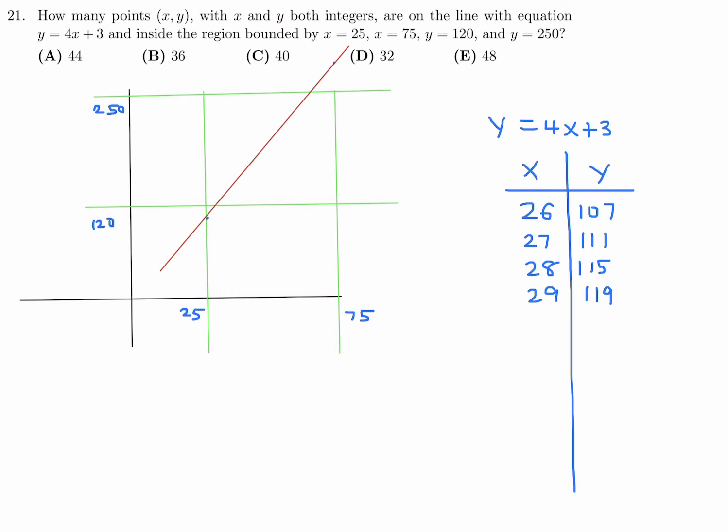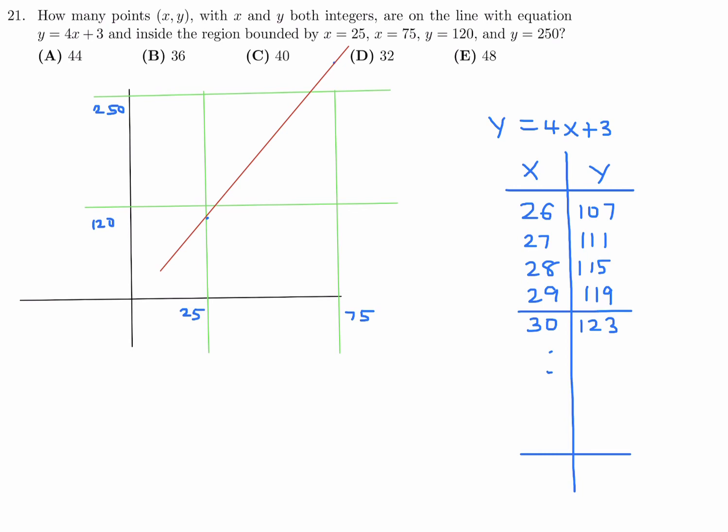So far, my x is within that boundary, and my y's are within that boundary. Well, not yet, right? Because 119 is not 120. I got to keep going. 30 gives me 123. Now I can say I am within my boundary for both x and y. And then we just keep going like this. And then eventually you can figure out, when will I get beyond that boundary? You go beyond that boundary when y is above 250, or equal to 250.